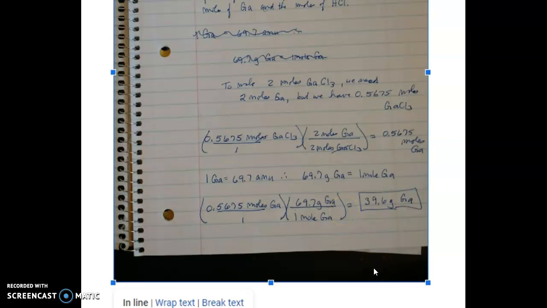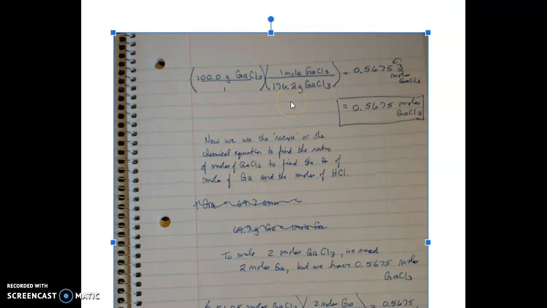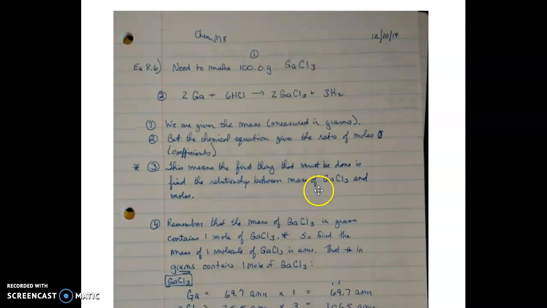Okay, so I'm going to stop right now. And what I would suggest is have you continue on, right? Now that we know those two values, you can start here again with our 0.5675 moles of GaCl3, and you can figure out how much HCl we need. So we would go back to our original equation, right? For every 2 moles of GaCl3 made, we need 6 moles of hydrochloric acid. So our ratio will be 2 moles of GaCl3 equals 6 moles of HCl.